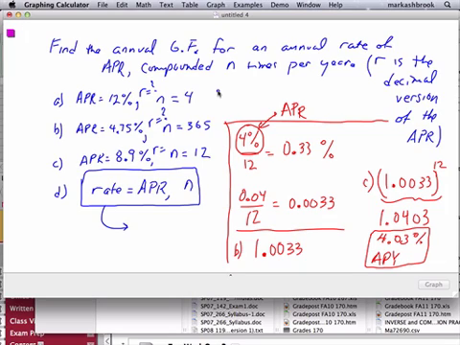R is what again? R is the decimal version of the APR. APR is the percent. R is the same number as the APR, but as a decimal rather than a percent.